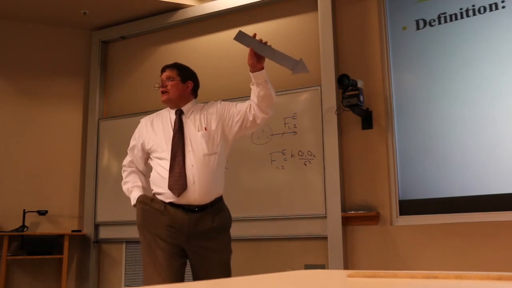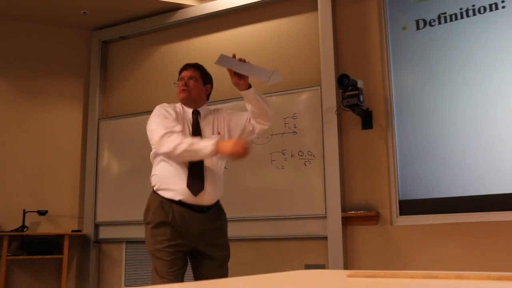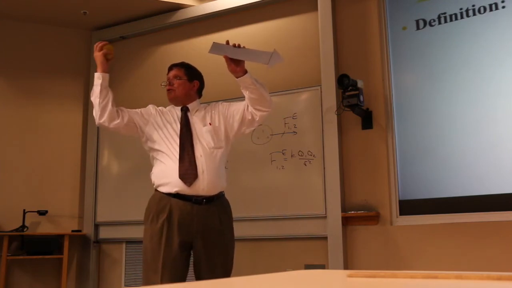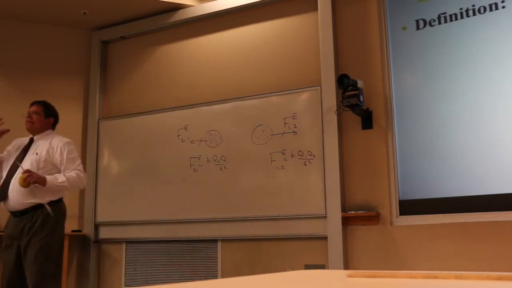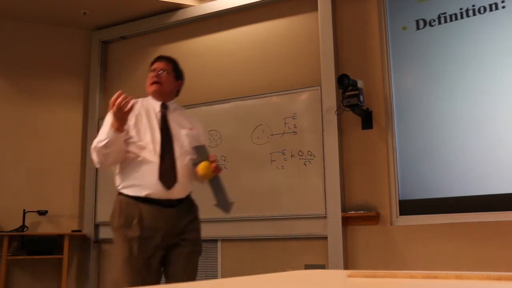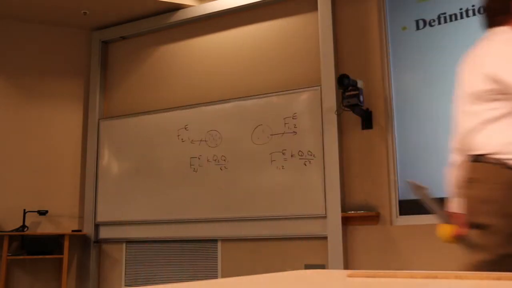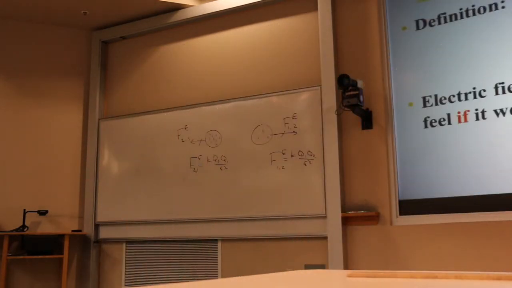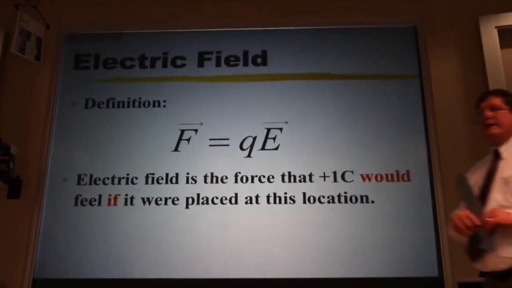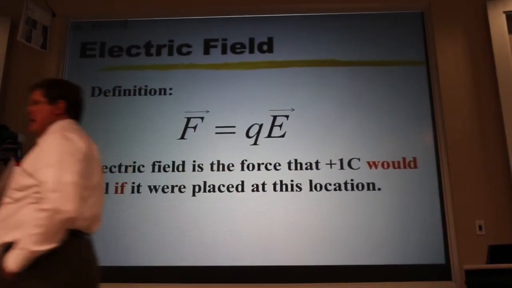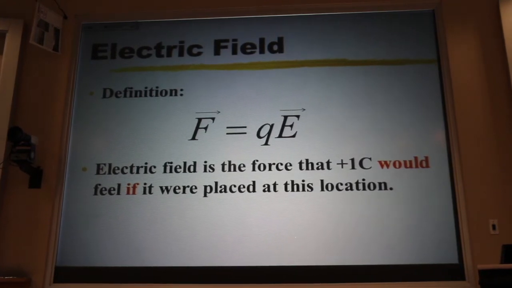Well, what if instead I pulled out 2 coulombs? What would it feel? 10 newtons. What if I pulled out 3 coulombs? 15. Folks, this idea of a field is very, very much like a rate. Let me just define it first. The electric field is the force that plus 1 Coulomb would feel if it were placed at that location. If instead you place half a Coulomb, you're going to feel half the force.